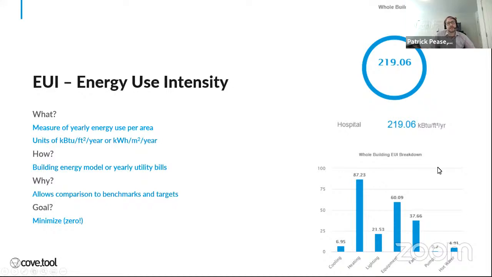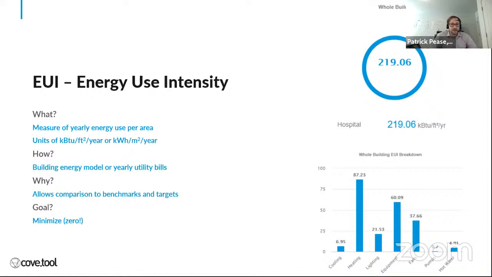So the first metric that we need to look at, I'm sure everyone's seen it before, of course, is energy use intensity. We're measuring energy use per area for the whole year, kilo-BTUs or kilowatt hours per area. We get this through an energy model. If you have an existing building, you could get this through your yearly utility bills. And really, this is about comparison and benchmarking.